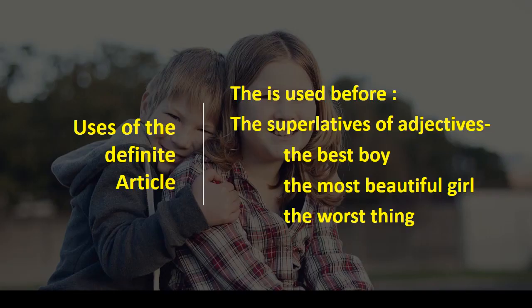The is used before the superlative of adjective. For example, the adjective good, its comparative degree is better, and the superlative degree is best. So before the superlative degree, we use the: the best boy, the most beautiful girl, the worst thing.